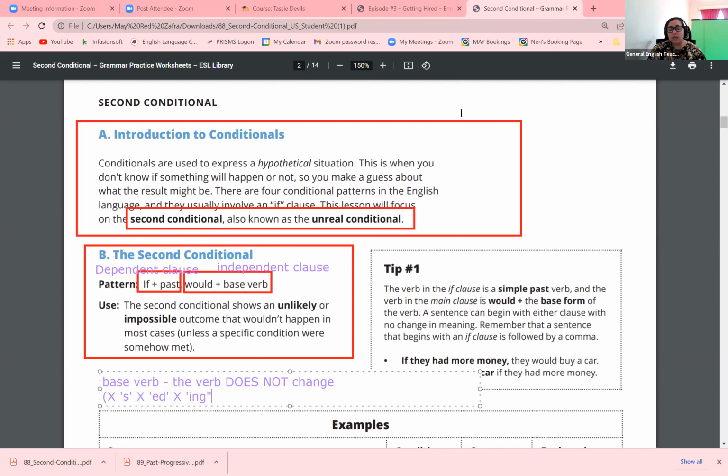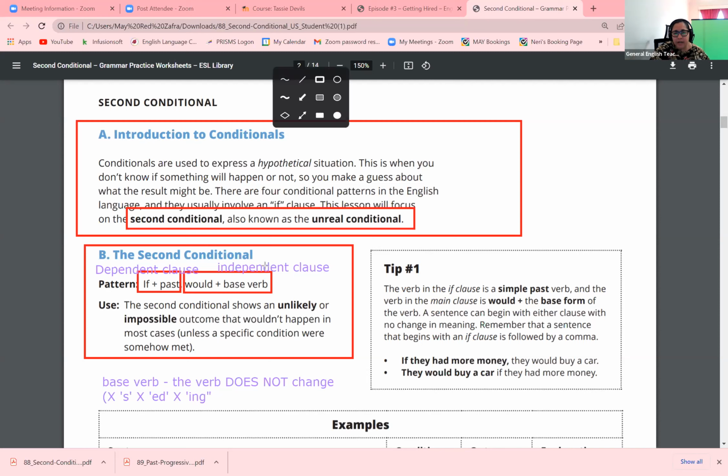Okay, so if that is the case, can I ask Mahachi to read the use or the purpose of this sentence? The second conditional shows an unlikely or impossible outcome that wouldn't happen in most cases unless a specific condition were somehow met. Correct. So it means to say it is unlikely to happen. It doesn't happen every day. It's quite unlikely to happen. It's impossible to happen, unless a specific condition was somehow met.